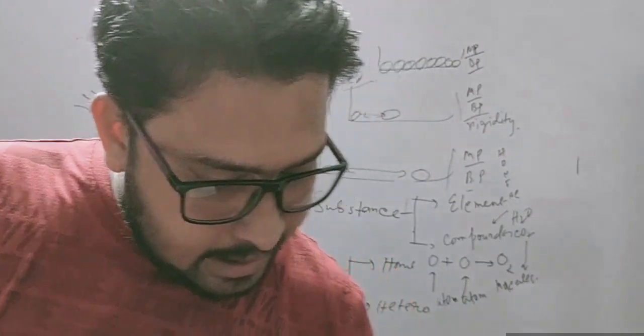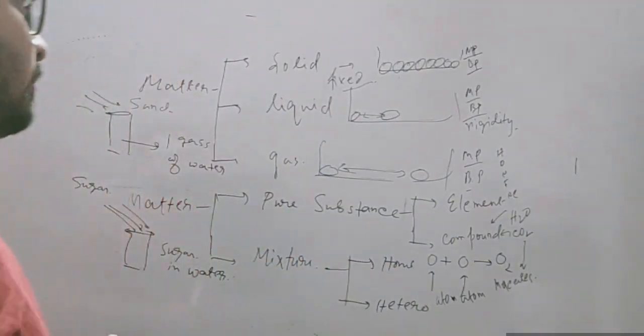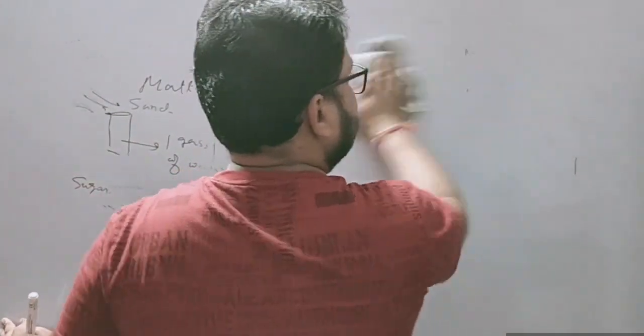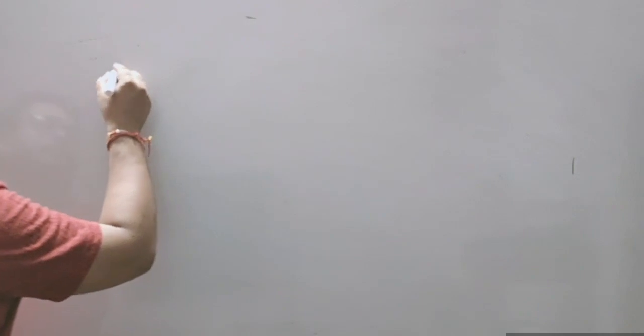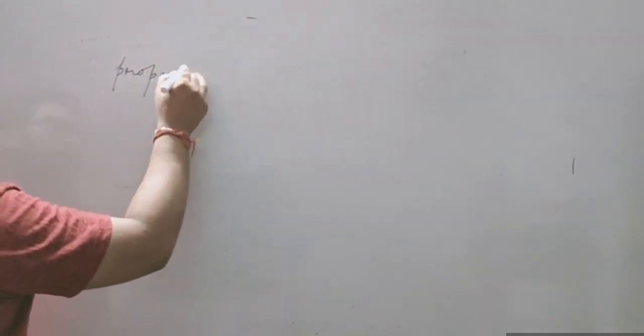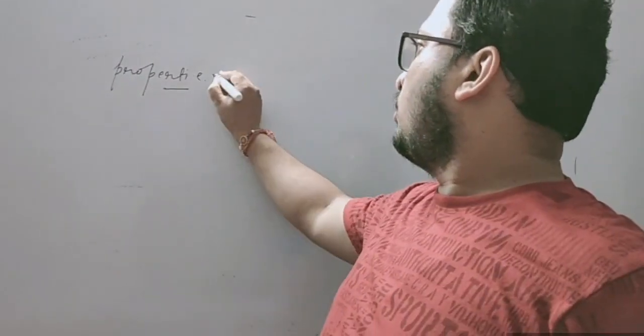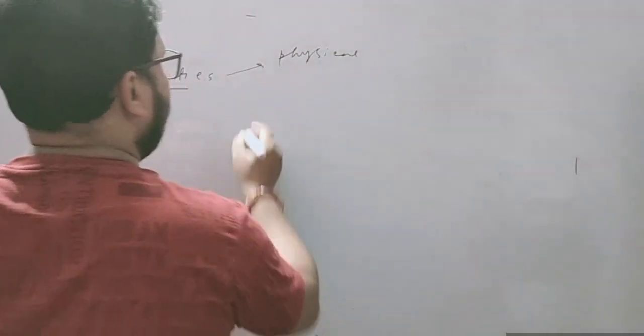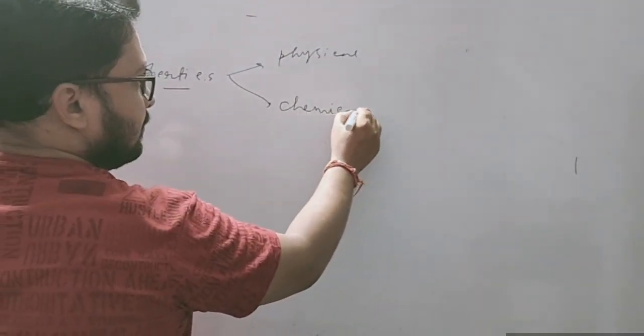Properties of matter and their measurement. We can classify properties of matter into two groups: physical properties and chemical properties.